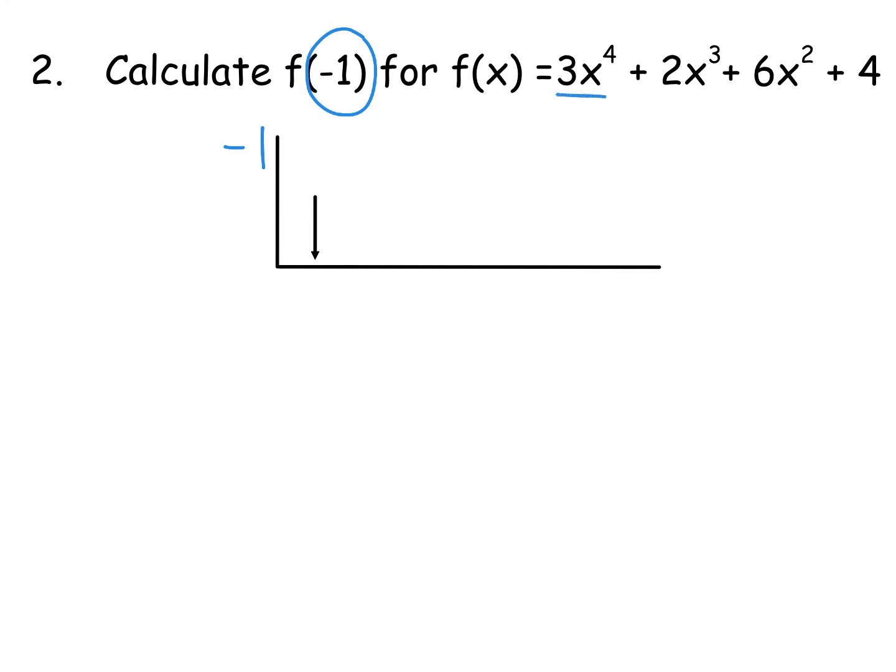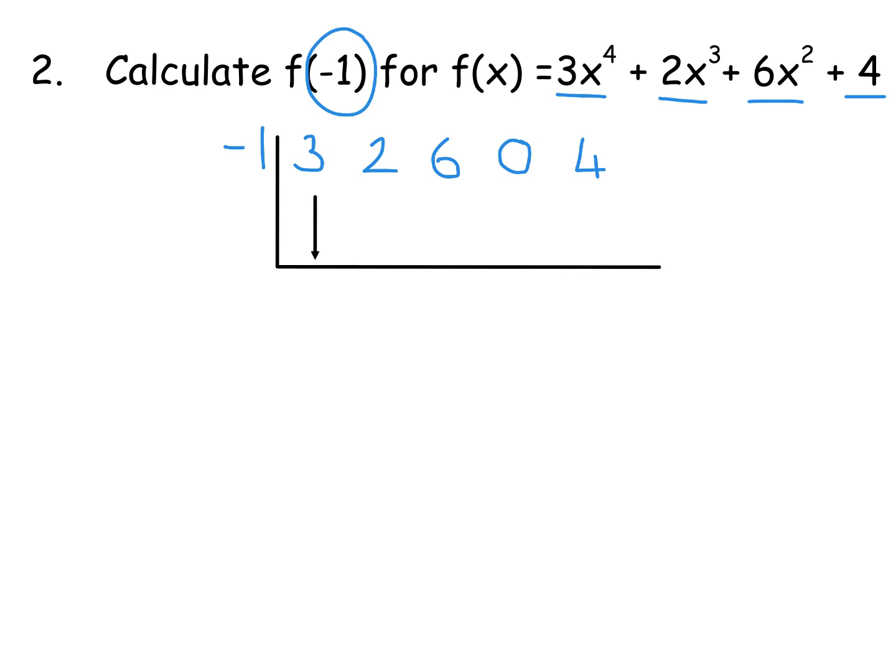So our x to the power 4 had a 3 in front. Our x cubed had a 2 in front. Our x squared had a 6 in front. Now there's no x term there, so we're going to put in a 0. And then we had a 4 on the end. Okay, now there's no negatives in this one, so that makes it a wee bit nicer. However, we are multiplying by -1.